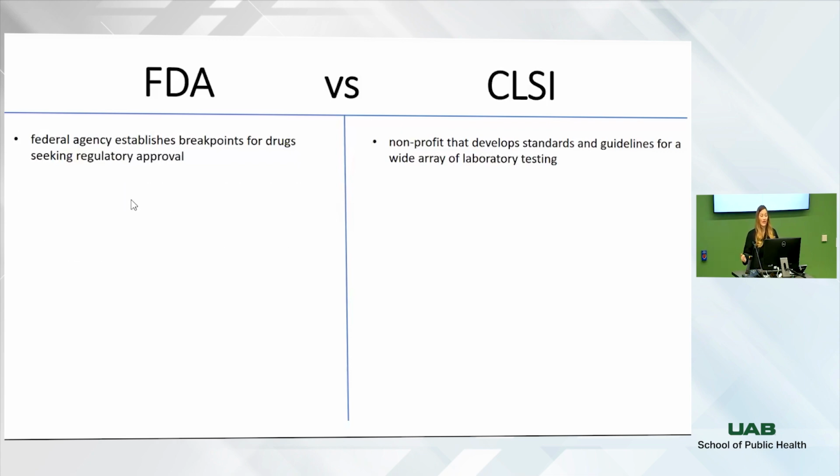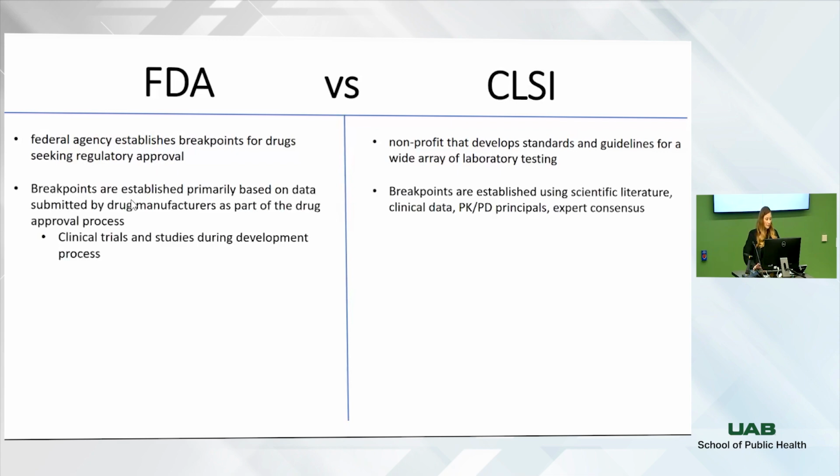CLSI is a nonprofit that develops standards and guidelines for a wide array of laboratory testing. So they get microbiologists like myself that often investigate wild type populations of antimicrobial resistance and general populations of people. And they say, hey, we're having a meeting. Come bring your data. Let's sit down and see if we need to adjust anything. Or what have you published this last year that we need to take into consideration for our upcoming documents?